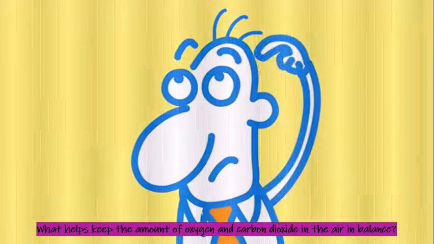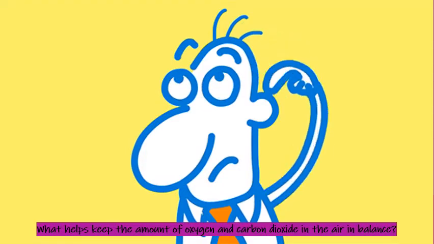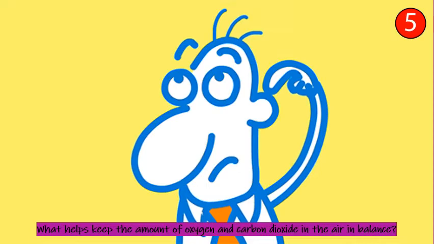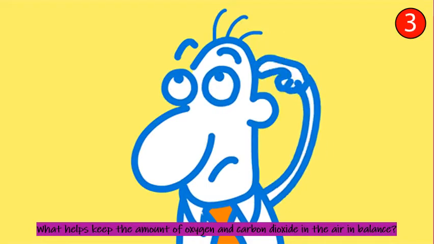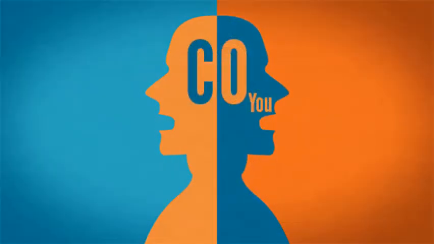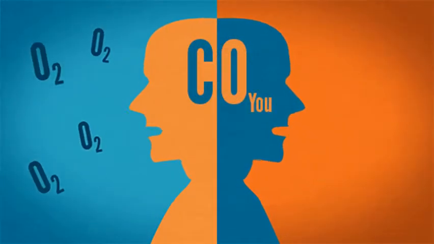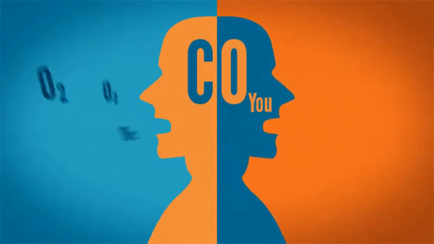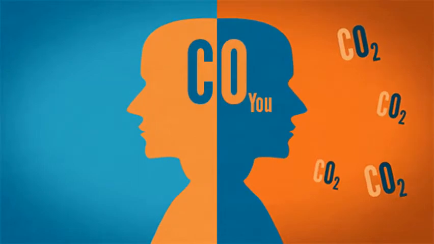But what helps keep the amount of oxygen and carbon dioxide in the air in balance? I'll give you 5 seconds to answer this question. What helps keep the amount of oxygen and carbon dioxide in balance? The carbon cycle. Good job! In the next slide, we'll watch a video done by my friend Hassan Zainuddin from grade 5A. Let's watch it together.